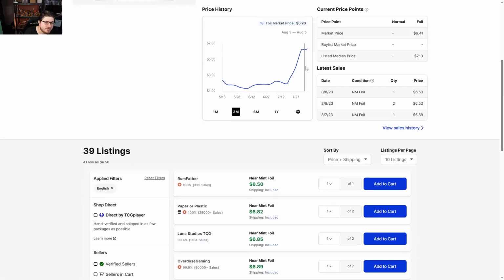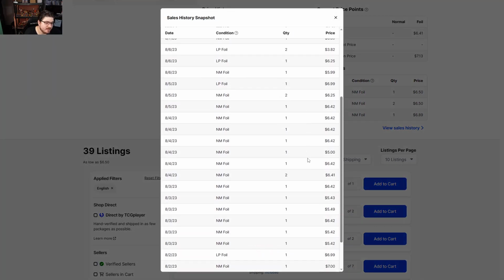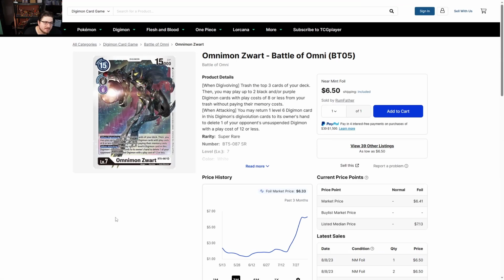Omnimon's Wart definitely shot up over the week, like been climbing slowly, which is surprising to me. And people are buying it. Is this because of the Balfamon deck? Or is there something else that I don't know of? I think I'm just betting on the Balfamon, and that's about it.